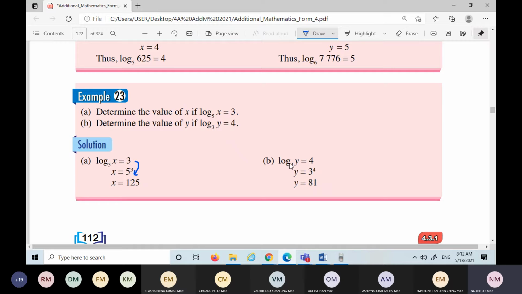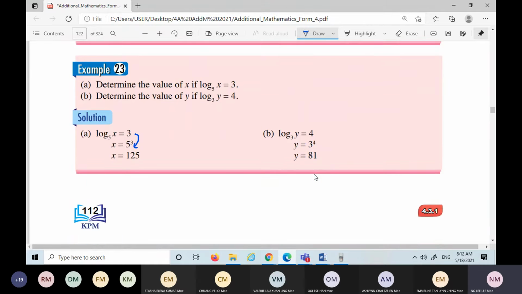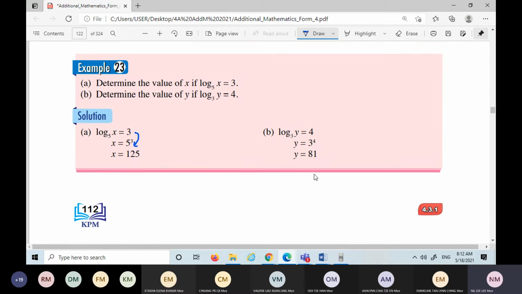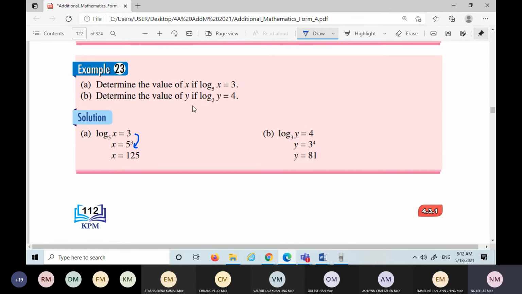Same as this one. You keep the x, the 3 moves to the side to become the base, and then 4 moves up to become the power. 3 to power 4 is 81. That's why I say it's very useful for converting between the logarithmic form and the index form.